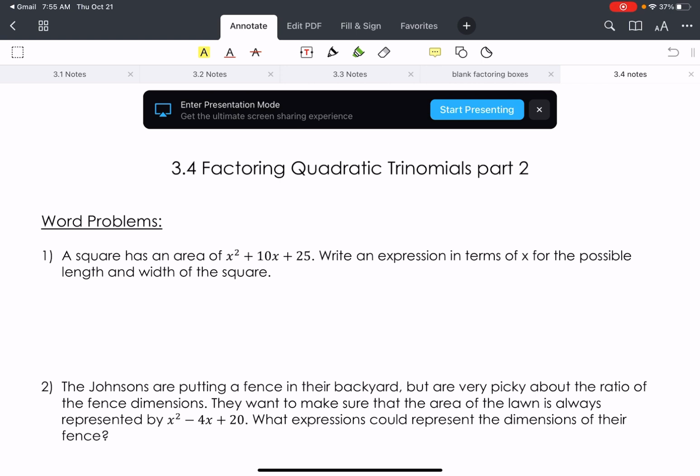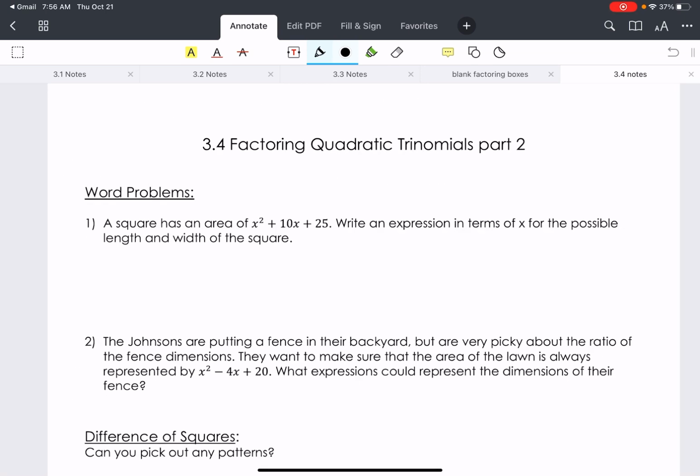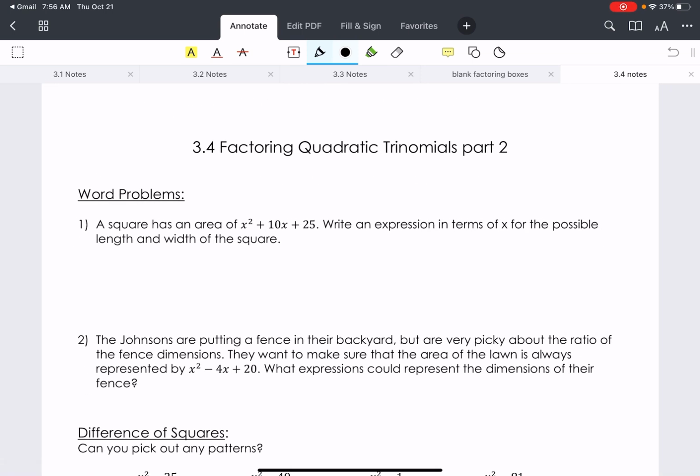Okay, word problems. A square has an area. Hey, does anyone remember the formula for the area of a square? Anyone remember that? How do I find the area of a square? Yeah, length times width. Okay, so if I know that the area of a square is length times width, right? It says write an expression in terms of x for possible length and width of the square.